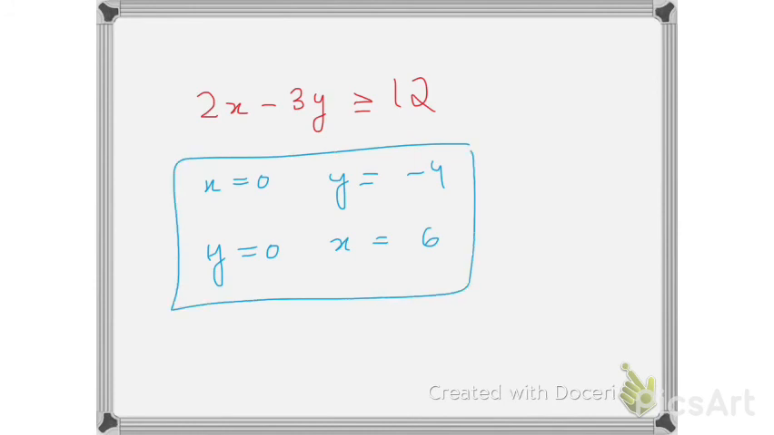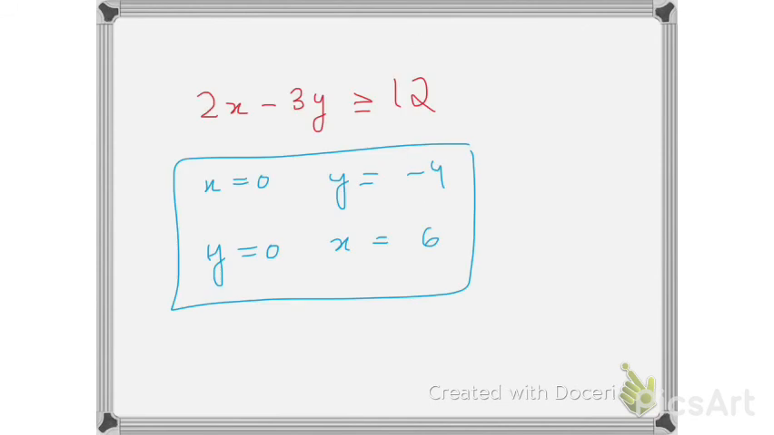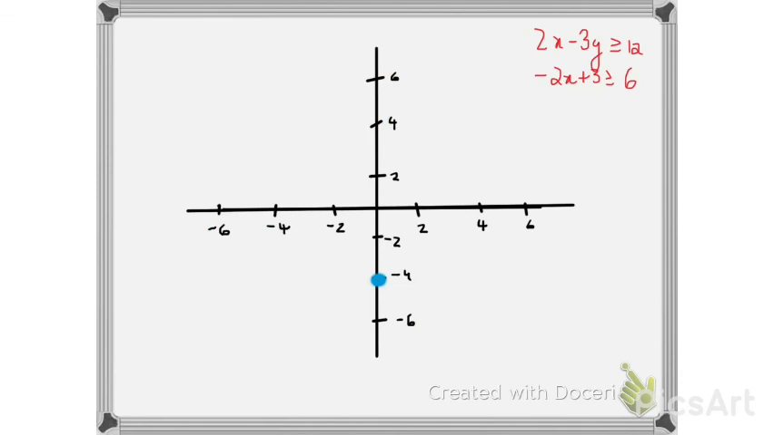Now we mark these coordinates. So x is equal to 0, y is equal to minus 4. So we get a point over here. Then we're having y is equal to 0 and x is equal to 6. So then we mark over here. Now we just draw our line. So the line is drawn, and then we just write that this line is 2x minus 3y greater than or equal to 12.